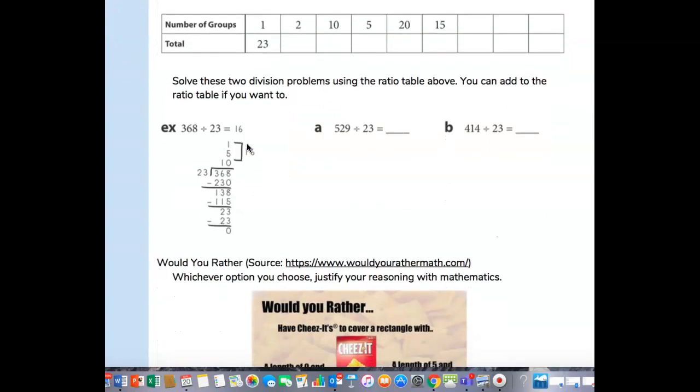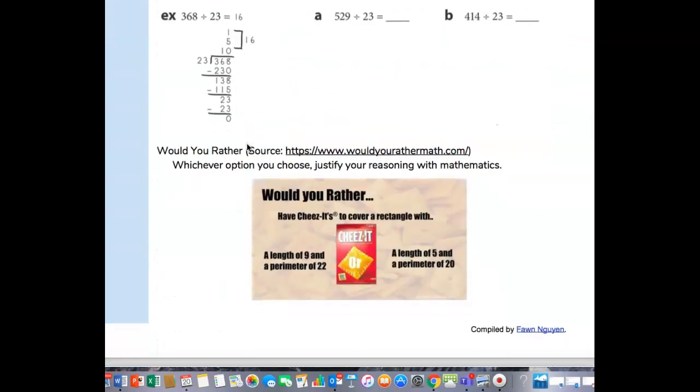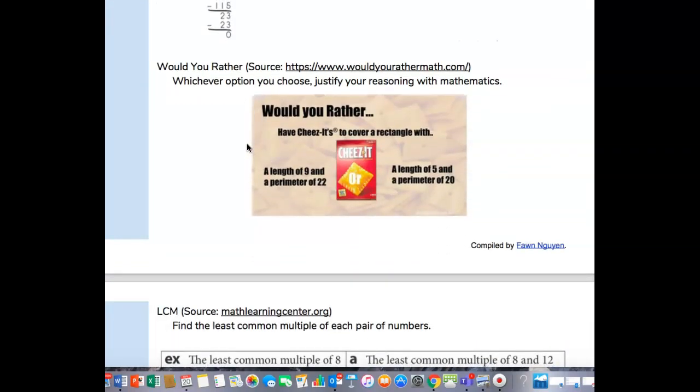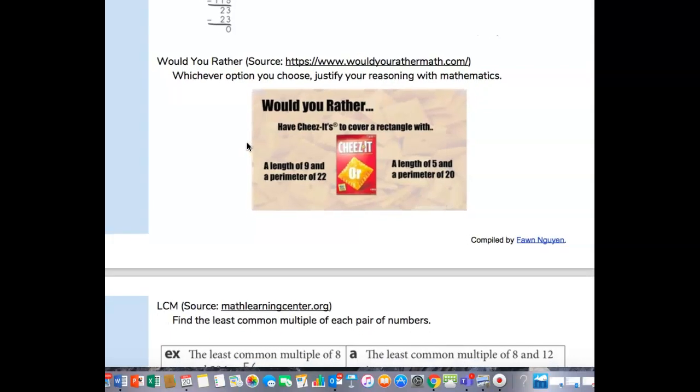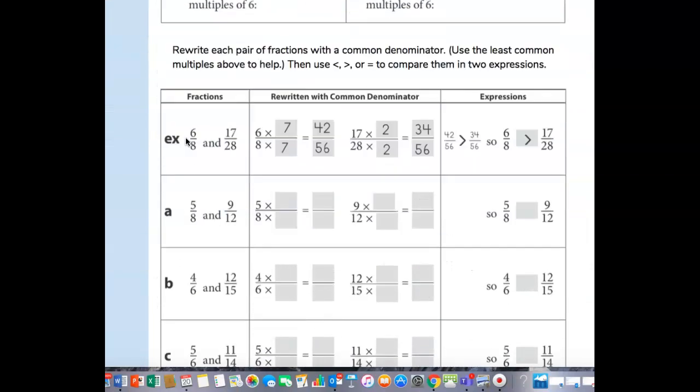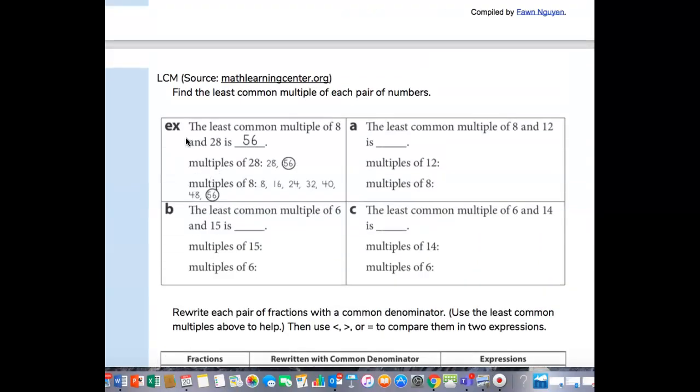All right, so now, okay, we did that. Would you rather, whichever option you choose, justify your reasoning with math. Okay, this is a long lesson, isn't it?